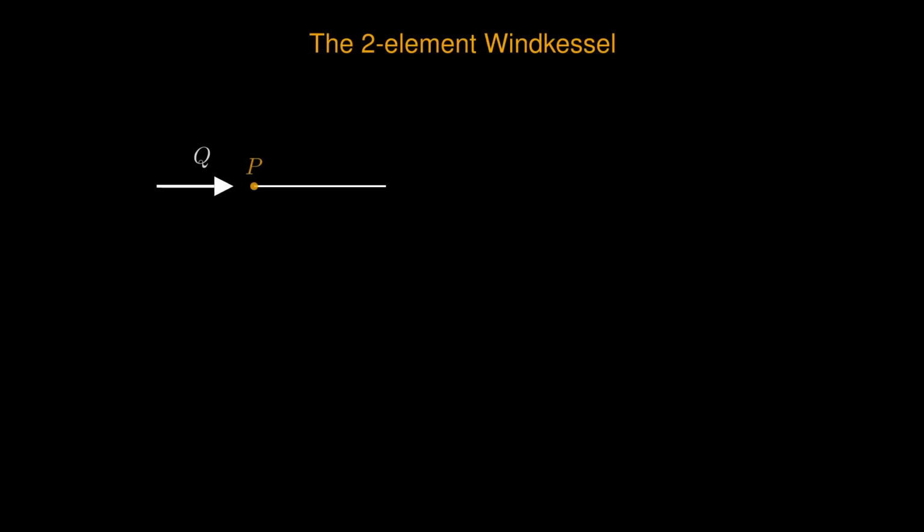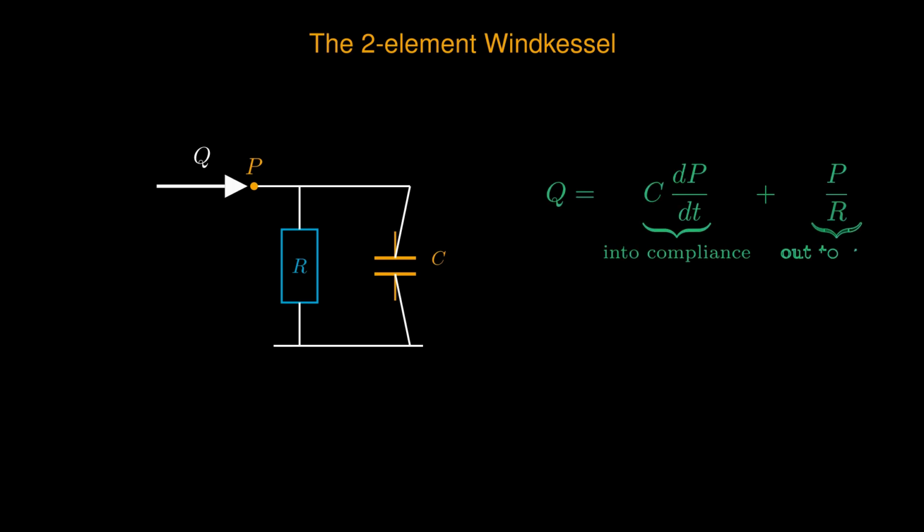Put them together. Flow comes in and meets a junction. Some of it inflates the compliance. The rest drains out through the resistance to the veins. Balance the flow at that junction. Inflow equals the flow into the compliance, C times the rate of pressure change, plus the flow leaving through the resistance, P over R. That single equation is the 2-element Windkessel, and it makes a clean prediction.